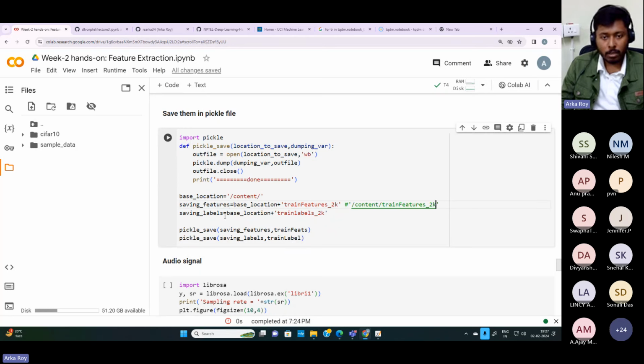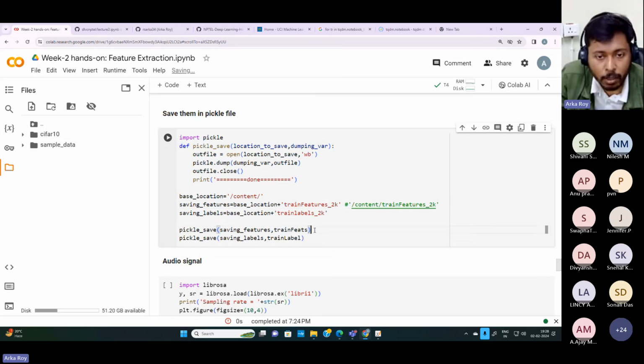And similarly, labels also we want to save. So to save the labels, we can use this one. So base location, and then you can rename the variable as train labels 2K. Now you have generated the locations or the paths where you want to save. Now you just put the variable that you want to dump. So that is the dumping variable, and then it will be saved.